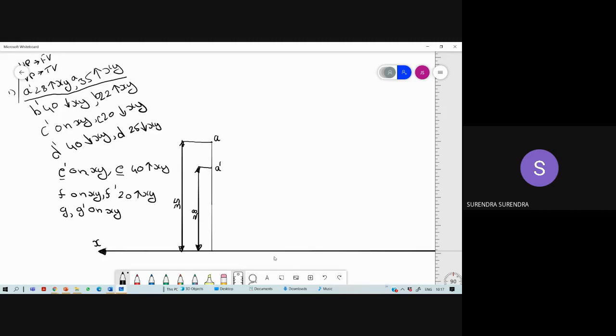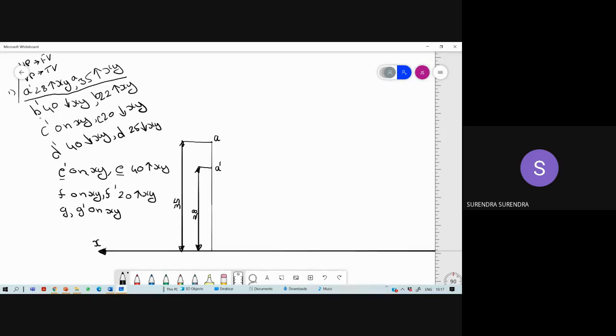Why I'm maintaining 30 mm is that if there are multiple dimensions like this, the gap between these two is 10 mm, 10 mm, so total 20 mm. If we maintain exactly 20 mm, you may get overlapping of the dimension line on the next one, B, C, D like this. So going to the next problem, B.